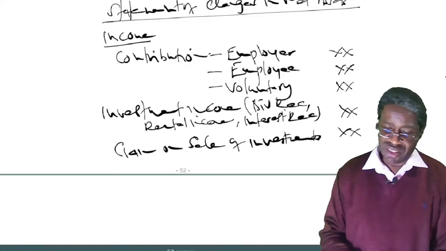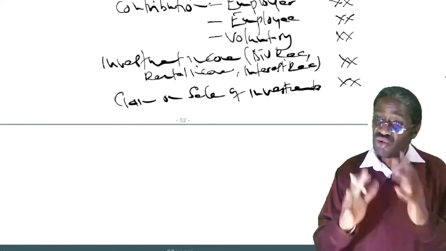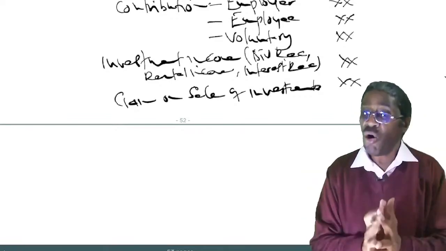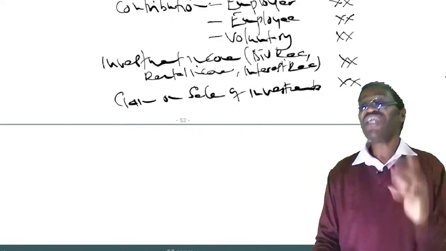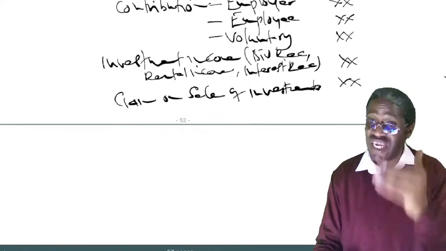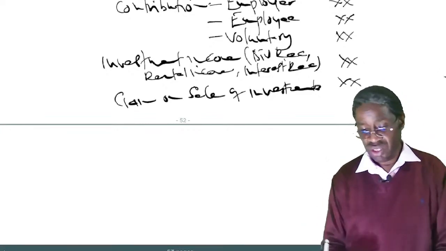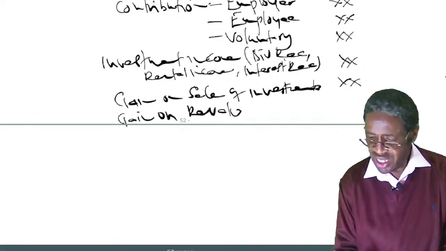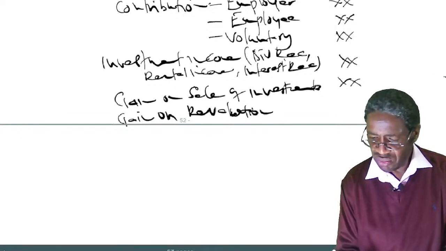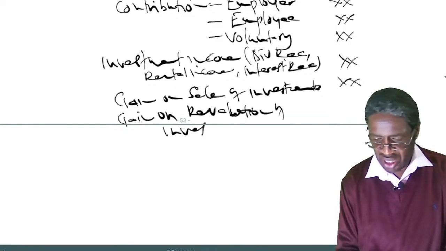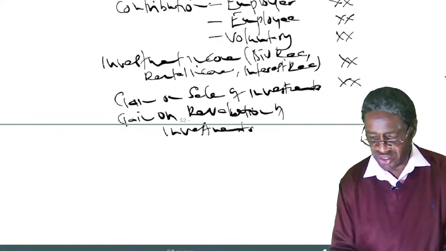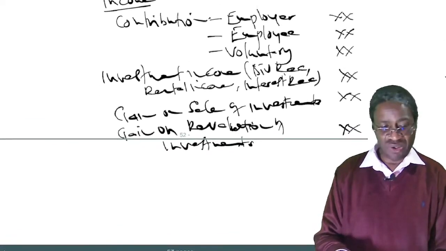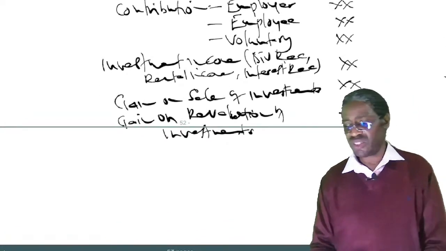Another source of income, listen, is where you as a funding agent have investments, either a building or in shares somewhere, and by the end of the year, they have made a gain in terms of market value. So maybe there is what we are calling gain on revaluation, not gain on sale, gain on revaluation of investments, whatever it is. That's another source of income. Good. Listen to the next one.